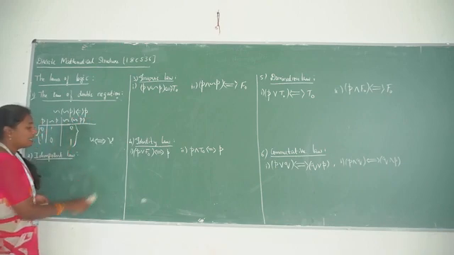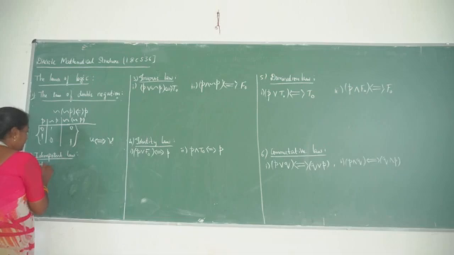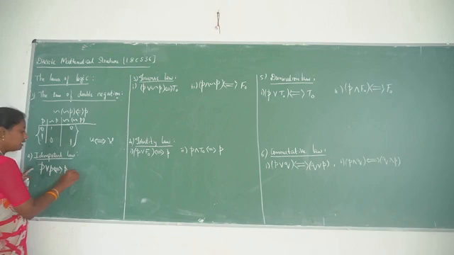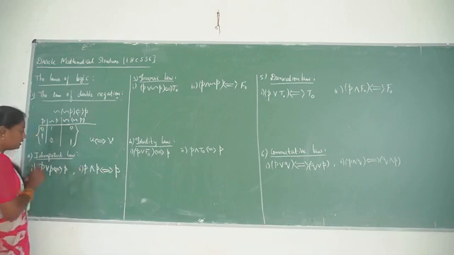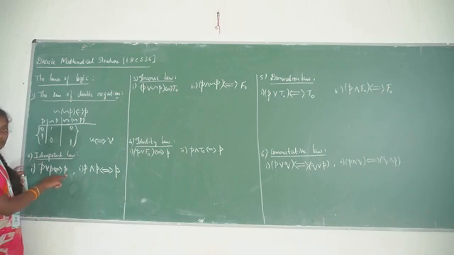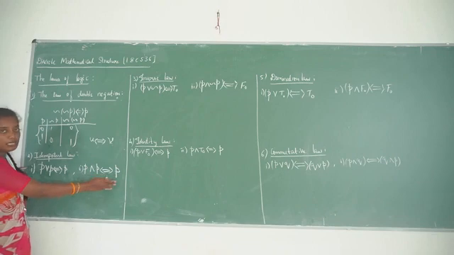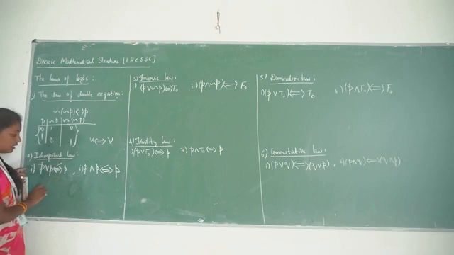So next one is idempotent law. The idempotent law statement is: P or P is logically equivalent to P. Again, P and P is logically equivalent to P. So there are two idempotent laws. One is that the disjunction of the same proposition is logically equivalent to the same proposition. Again, the conjunction of the same proposition is logically equivalent to the given proposition. Either you can take this as logically equivalent or as a biconditional proposition.